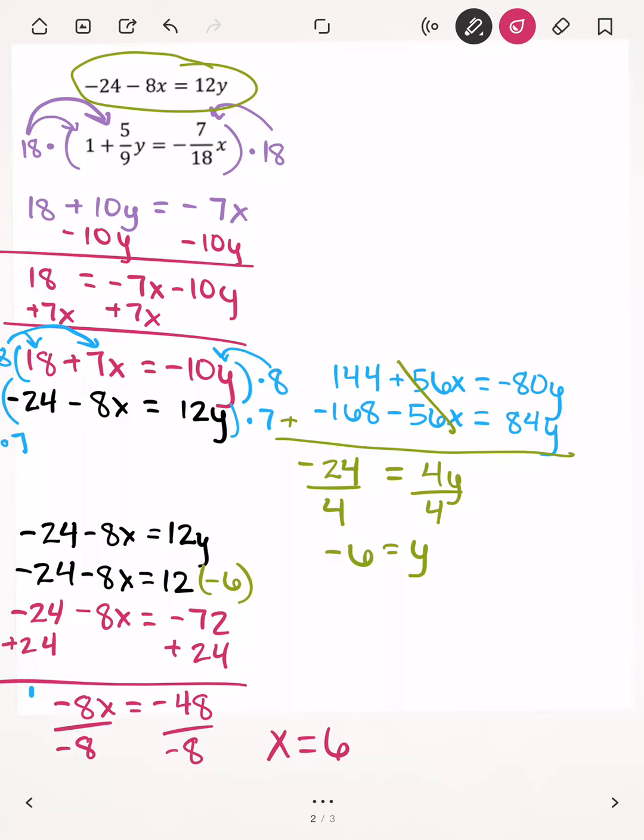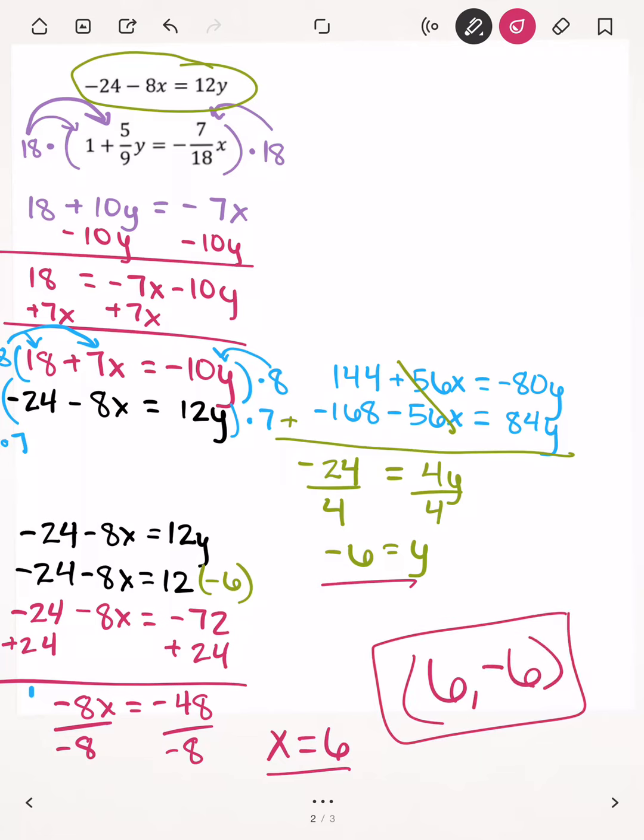So through all this work, I got an x value, I got a y value. I need to write it as a point, 6 comma negative 6. And this is my solution, meaning if I were to graph these two lines, they would intersect at the point 6, negative 6. Okay, moving on to our last example. It's not going to be as difficult as this one.